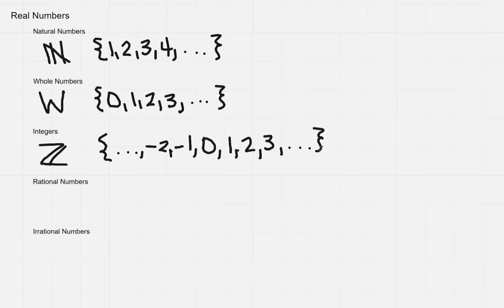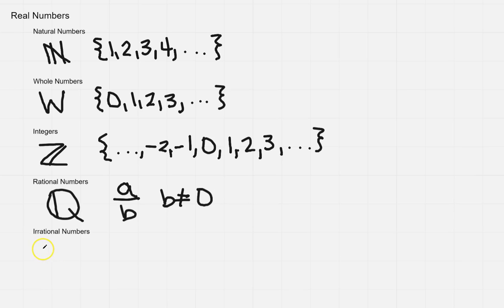Now, what about the rational numbers? Those are represented by a Q, and we think of this as a fraction. So this would be A over B. And remember, to be a proper fraction and not be undefined, we need to make sure that we know that B does not equal 0.